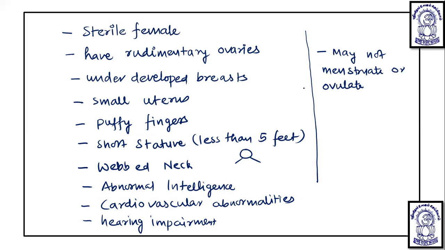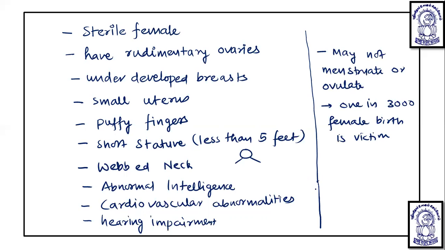So they may not menstruate or ovulate. And 1 in 3,000 female births is a victim. It means that out of 3,000 female births, only one is going to be affected.